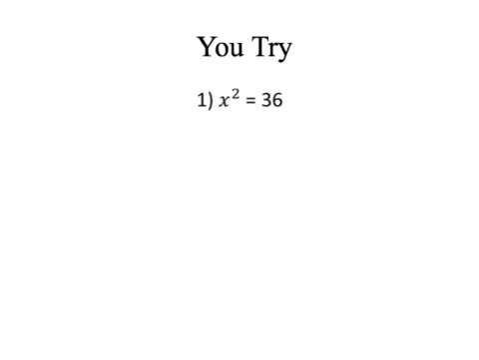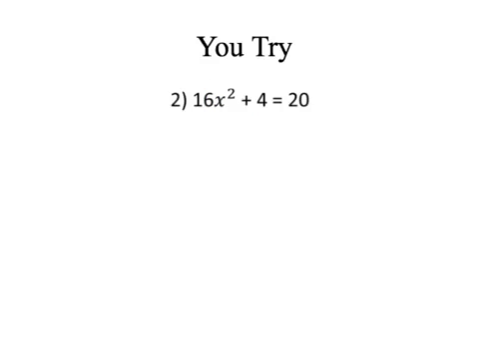Okay. Go ahead and pause the video and do the first you try yourself. So most of the work is done for you on this one. X squared is already by itself. So to solve, you just simply need to take the square root of both sides. Square root of x squared is x. Square root of 36 is positive or negative 6.